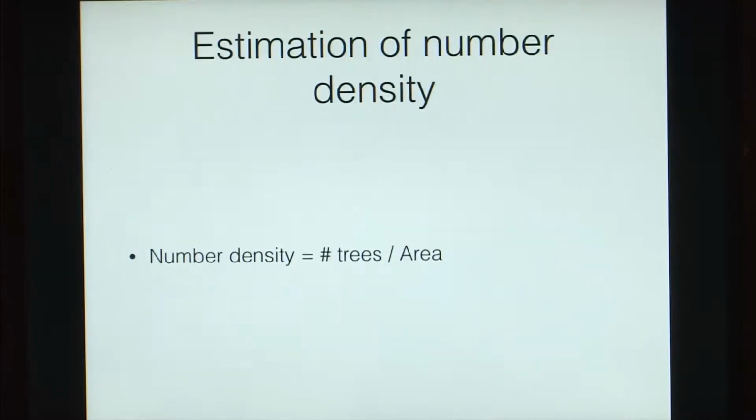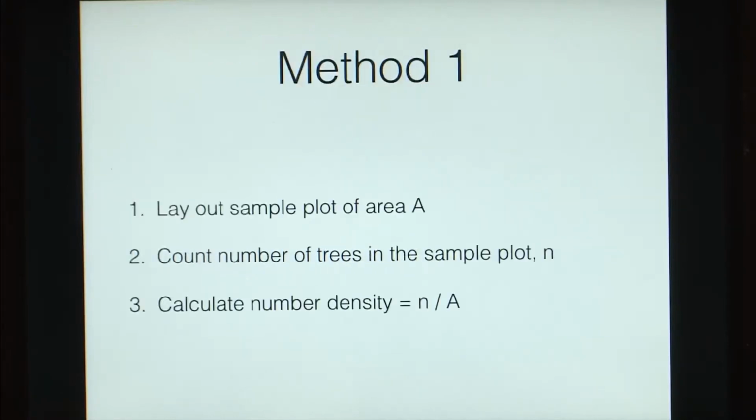Now moving on, how do we estimate the number density of trees? Number density, as we saw in the first case, is the number of trees per unit area. So how can we measure the number density? The first method is to lay out a sample plot of area A, then count the number of trees in the sample plot, let it be n, then calculate the number density, which is given by the number of trees divided by the area of the sample plot.